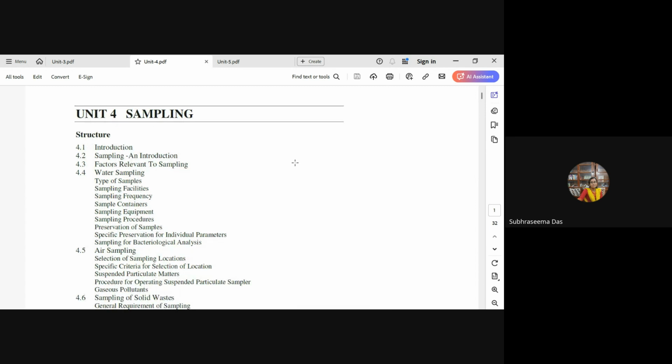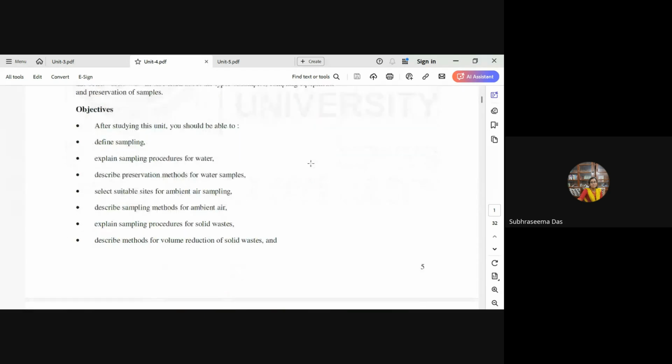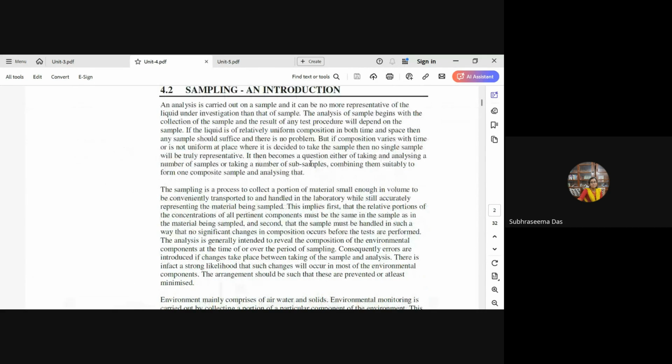In analytical chemistry, sampling is the primary step. Once the sampling is correct, the analysis of the material becomes easier. However, sampling is also a crucial step and it requires careful preparation. Before going further, we should understand what sampling is. Sampling means the collection of a portion of a material. We have a material that we want to study, and the collection of a portion of this material for analysis is called sampling.